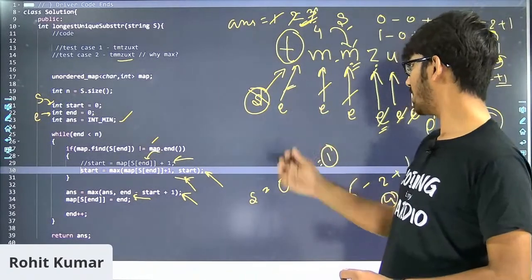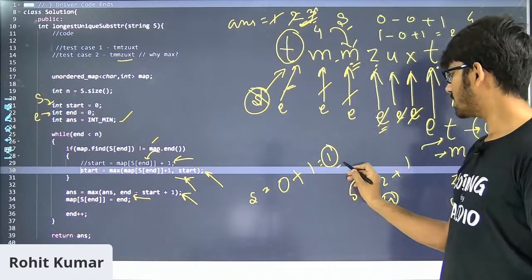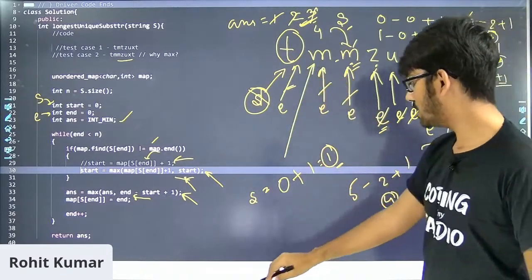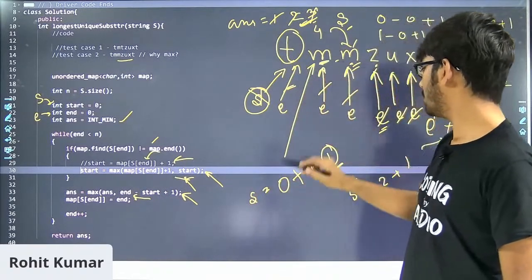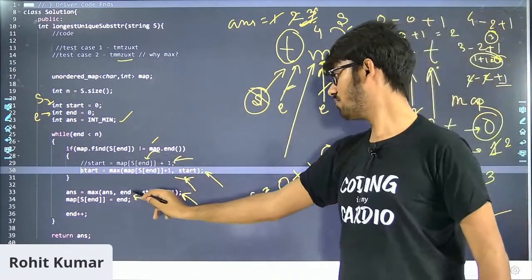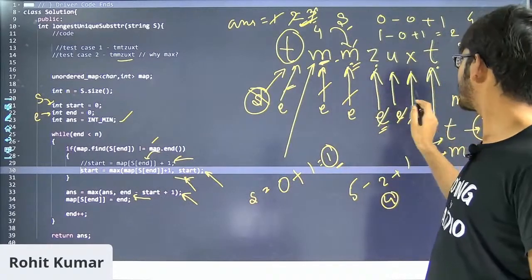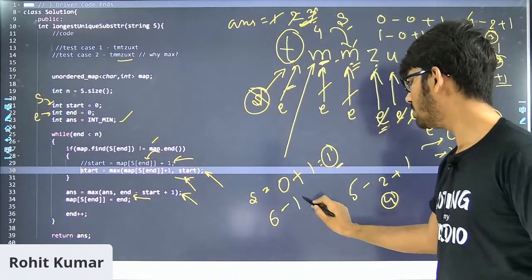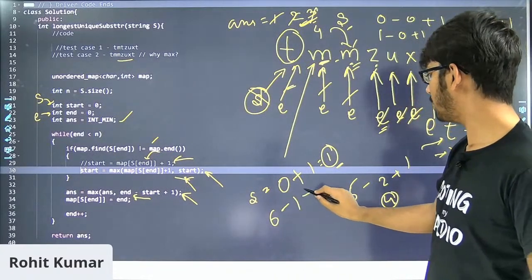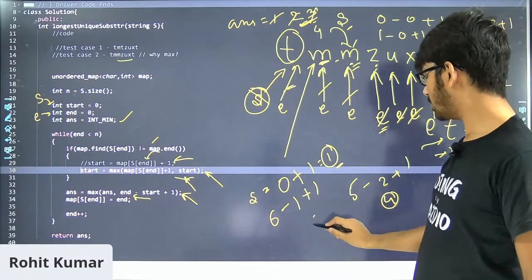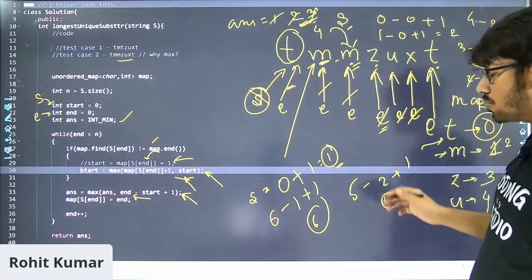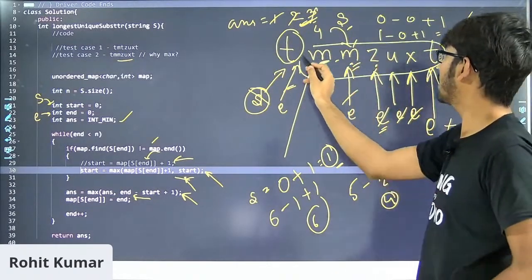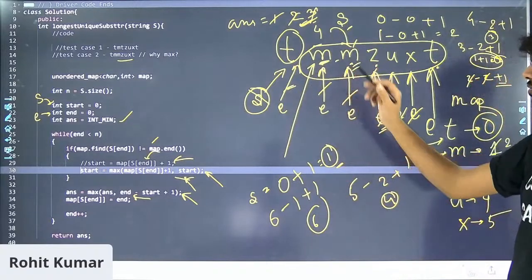I'll try to explain what is happening. If my start is 1, I am basically pointing to this n. So what will be my value if I come outside? End is 0, 1, 2, 3, 4, 5, 6. So 6 minus 1 plus 1, right? That is coming out to be 6, which means I am considering this substring, and that is false because I cannot take 2m.